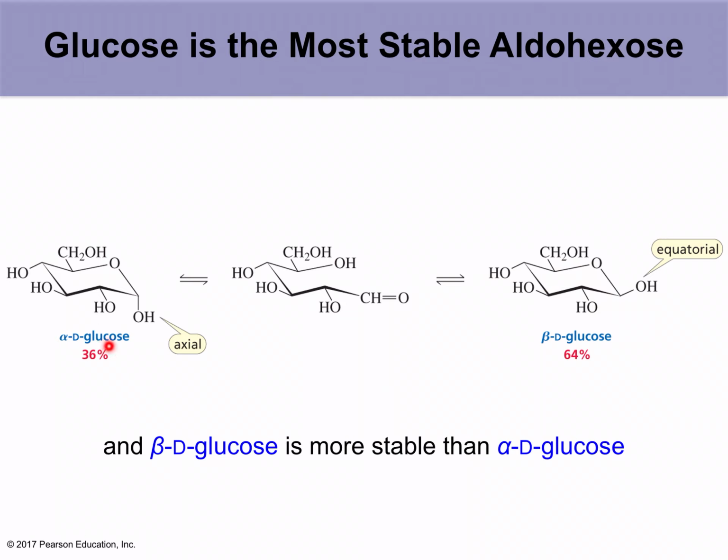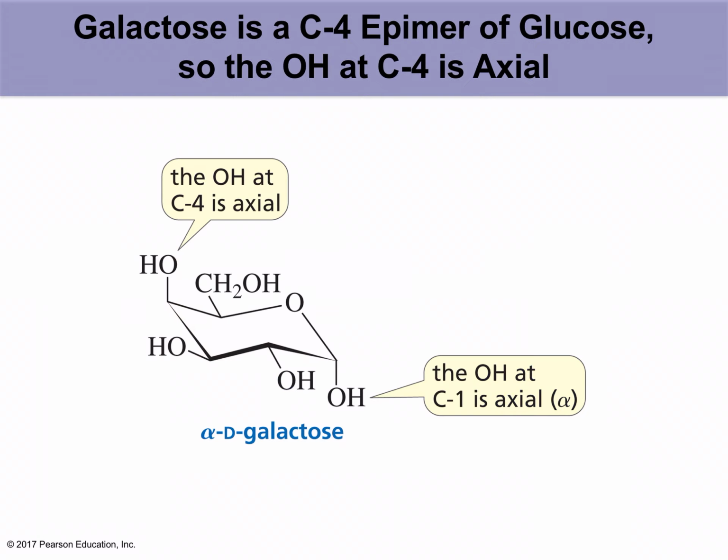So this is alpha D glucose, with only the OH group at the anomeric carbon being axial, at 36%. And here, with all of these groups equatorial, it is 64% beta D glucose. And this is the open chain. Beta D glucose is more stable than alpha D glucose because all the groups are equatorial here, except the OH group in the alpha form, which is the axial one.